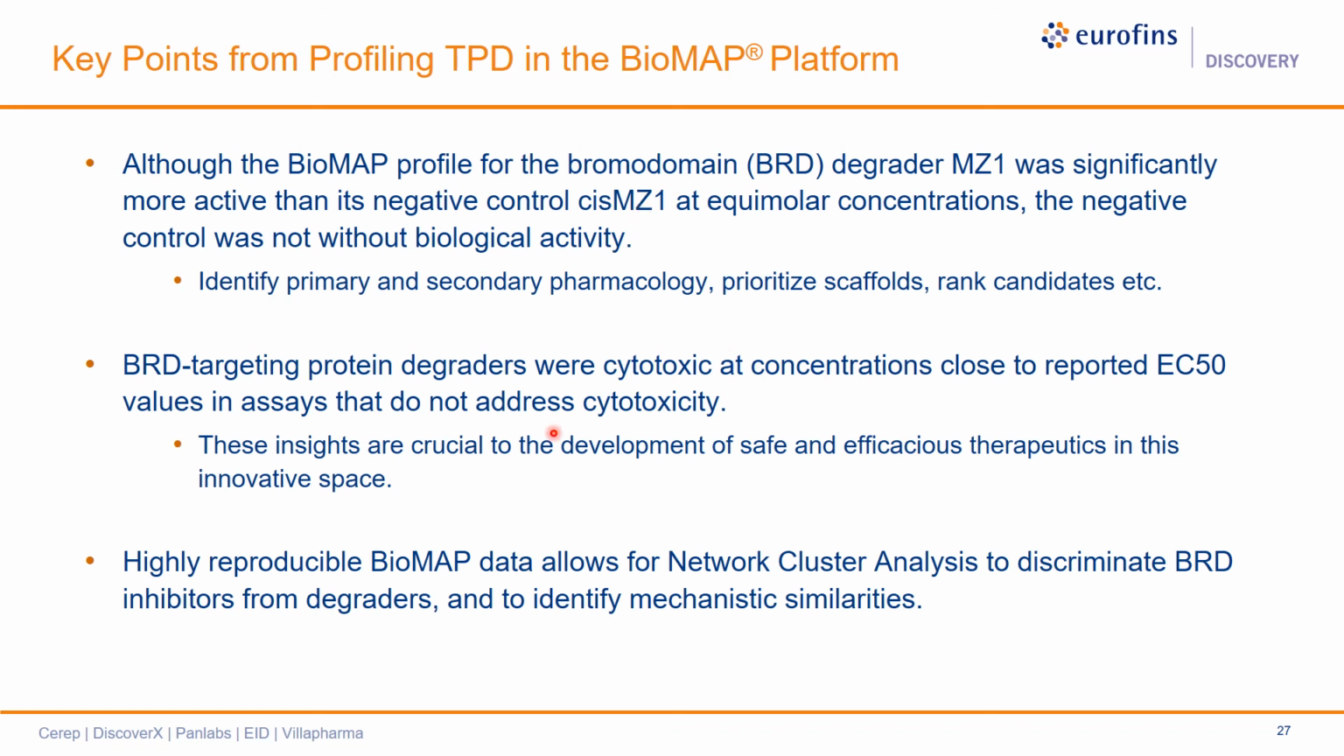Bromodomain degraders were cytotoxic to human primary cell types at concentrations close to reported EC50 in assays that do not address cytotoxicity. These insights are crucial to the selection and development of safe and efficacious therapies in this degrader space. Finally, highly reproducible BioMAP data allows for similarity analysis to discriminate inhibitors from degraders or to differentiate molecular structures or other characteristics.